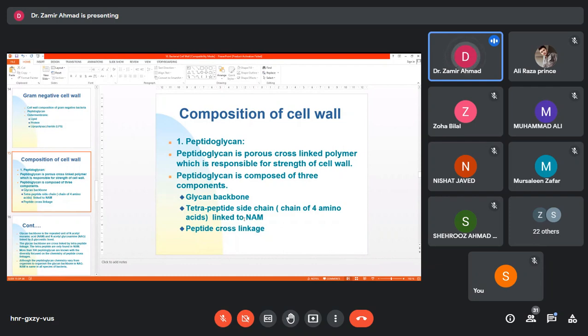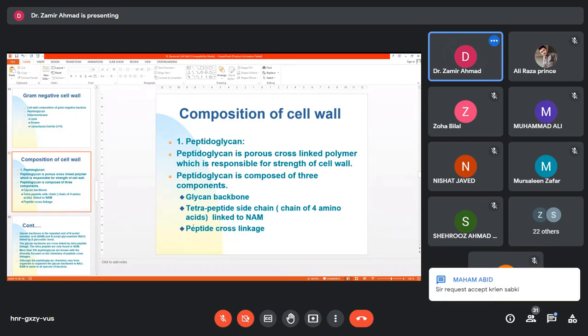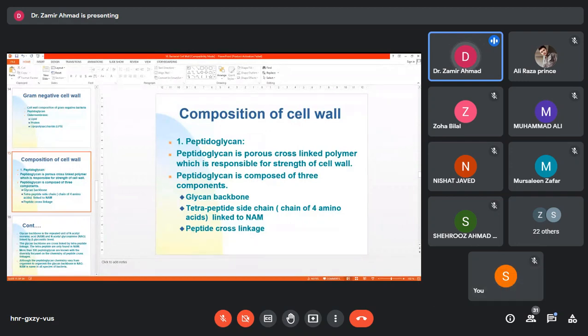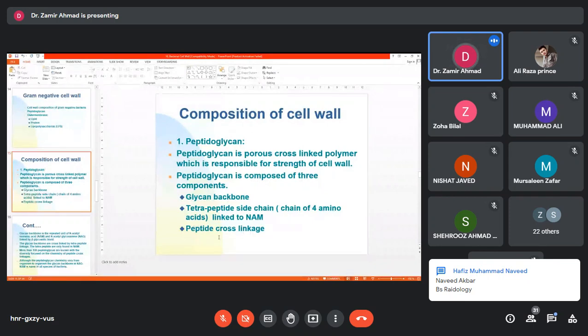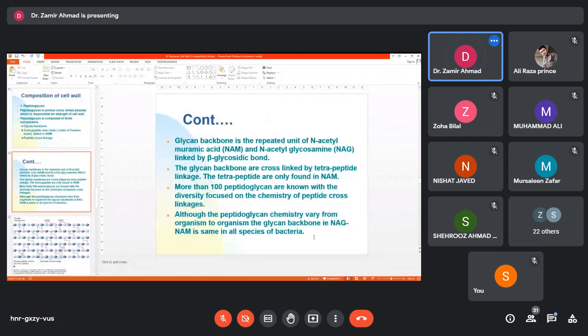NAM stands for N-acetyl muramic acid. And then the third one is the peptide cross linkages, where these amino acids are joined together through peptide bonds. So the carbohydrate forms the backbone, then these 4 amino acids form the tetrapeptide, and then tetrapeptides are joined together by the peptide cross linkages.